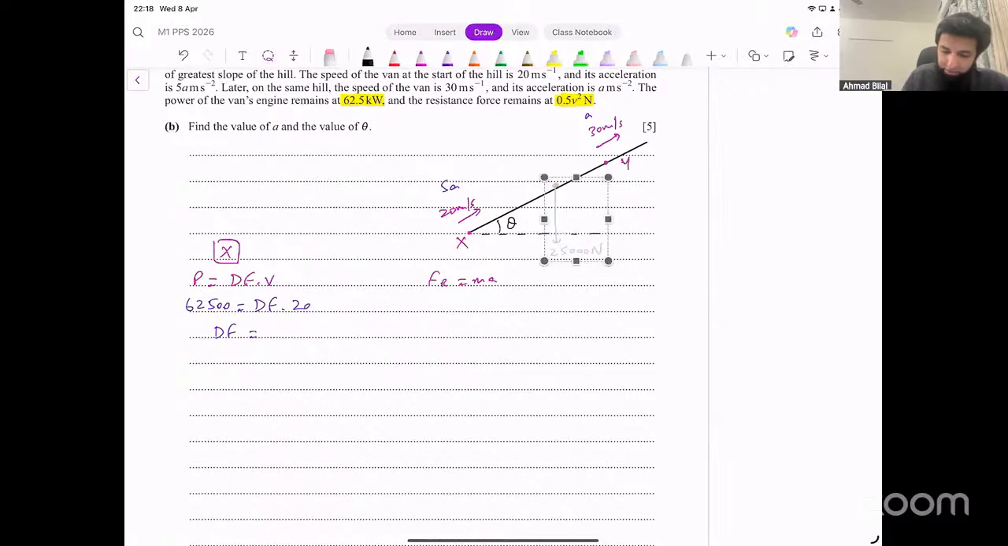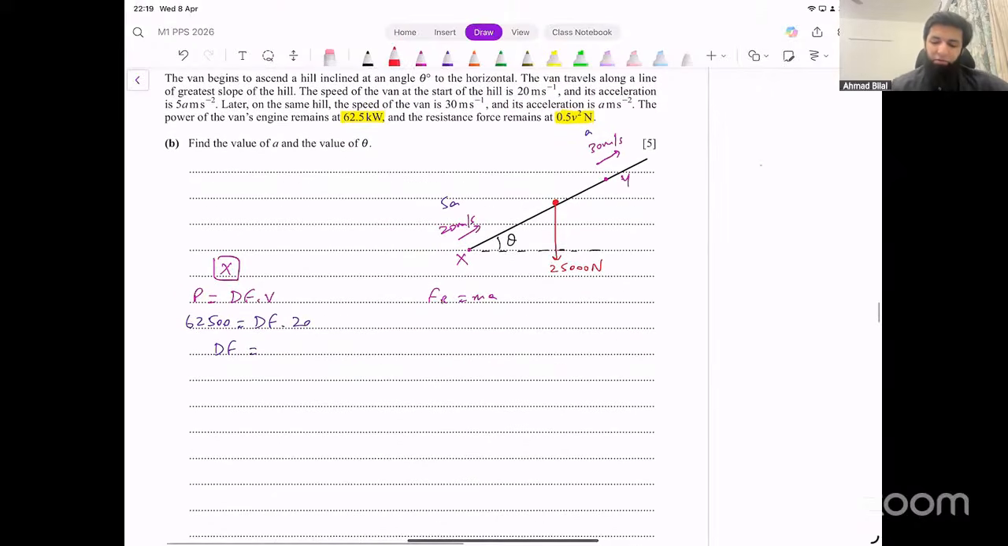Then what else? Weight is 2500 Newton. There is normal reaction, but reaction is not important here. If you want, you can represent that, but that's not going to be used anywhere because there's no friction, right? What else? There is going to be driving force. The van is ascending, so there is a driving force in this direction. There is resistance. Do you have resistance still? Yes, 0.5 v squared. We still have resistance that opposes motion, 0.5 v squared. These are all the forces that are acting on this object, on the van.